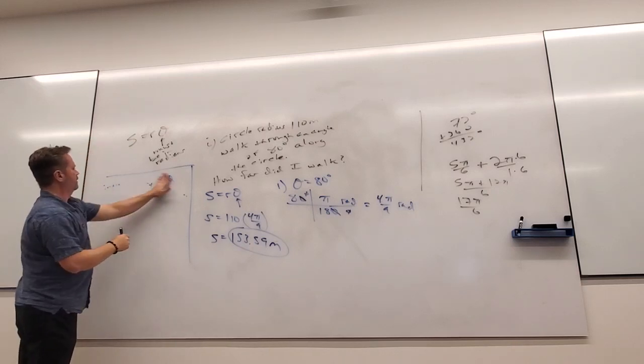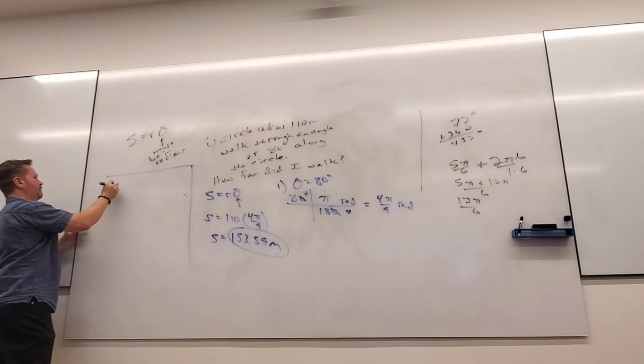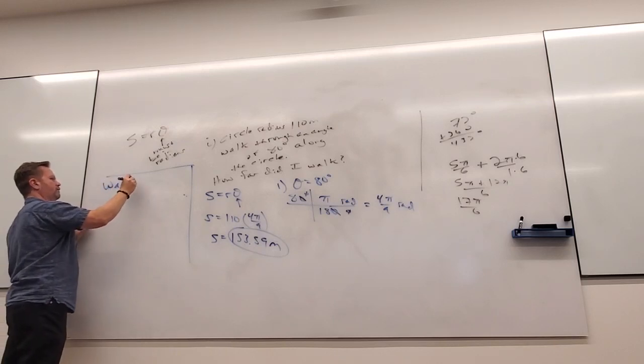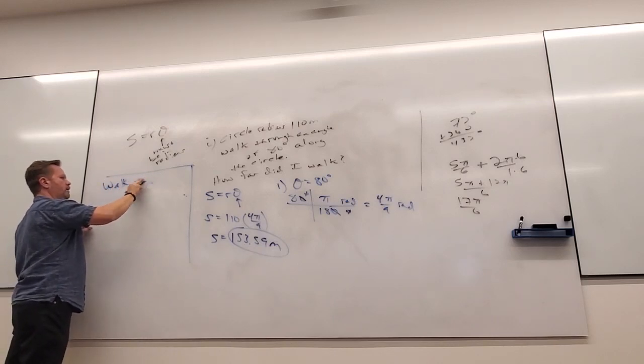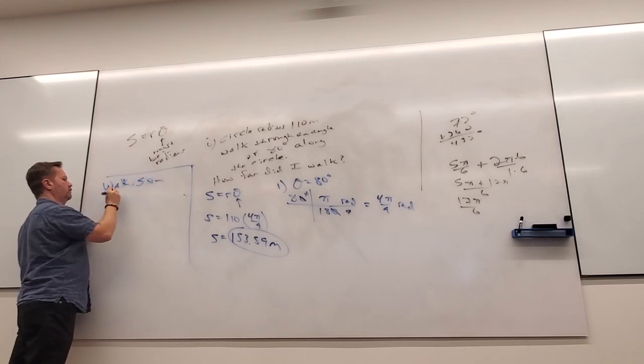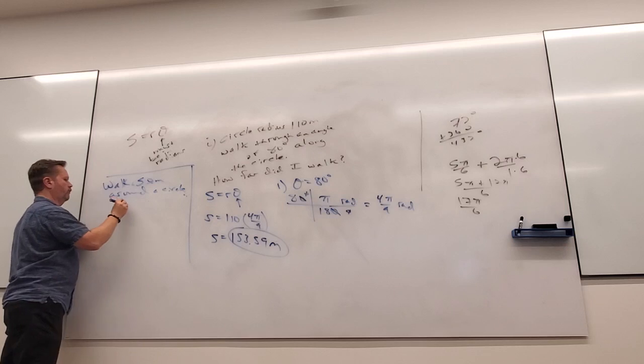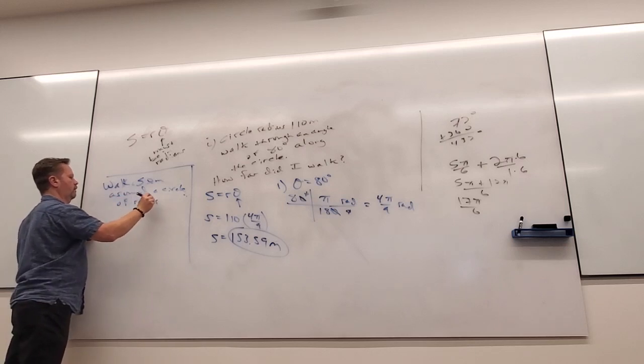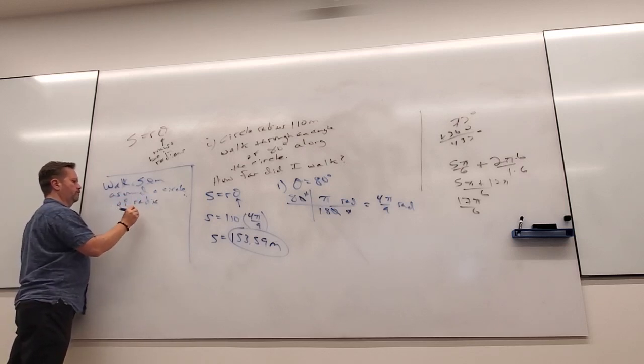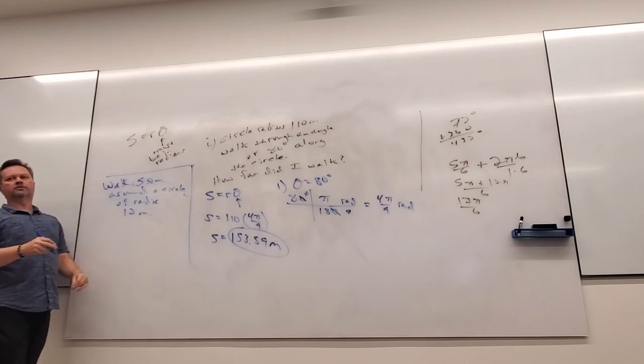Okay, so I walk 50 meters around a circle of radius 12 meters. What angle did I go through?